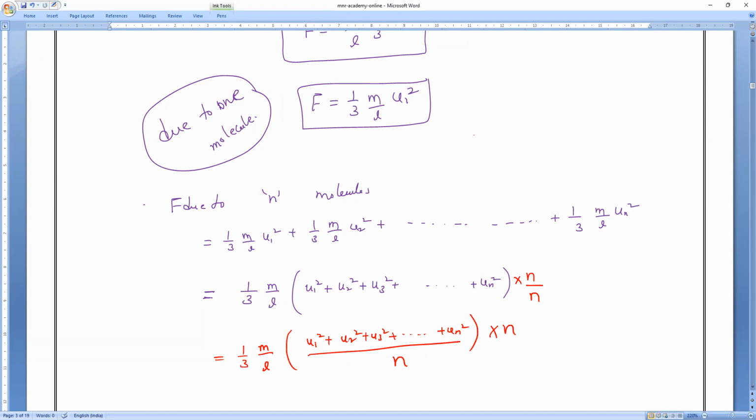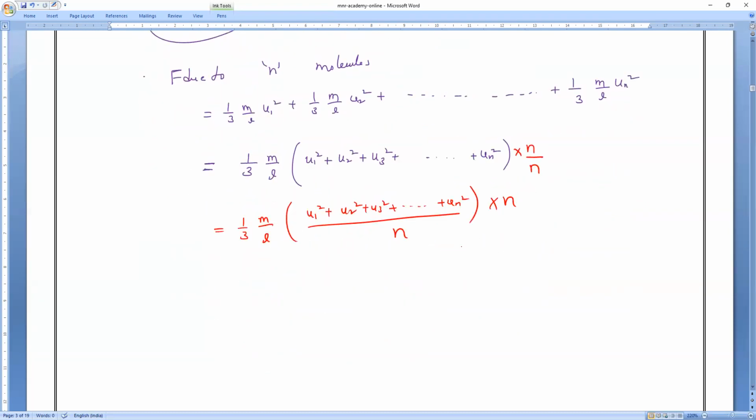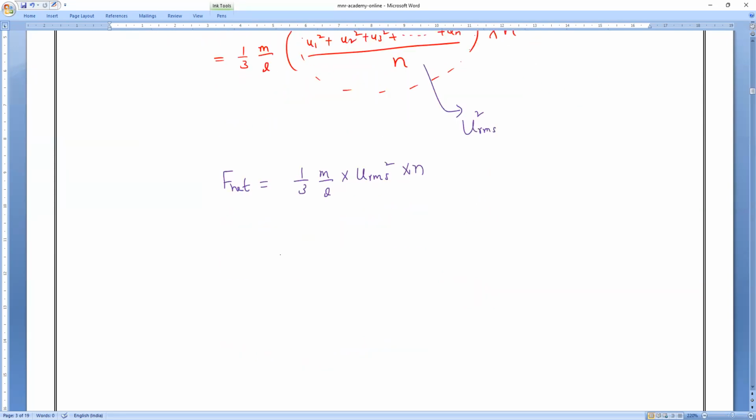Any problem? This method we have done. Remember? This whole thing is equal to something. This whole thing is equal to average root velocity. Is it right? u rms square. F net is equal to 1 by 3 into m by l into u rms square into n. So u rms means what? Root mean square velocity. That's all.